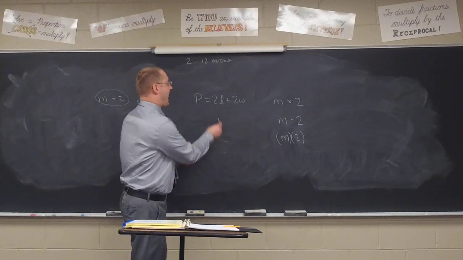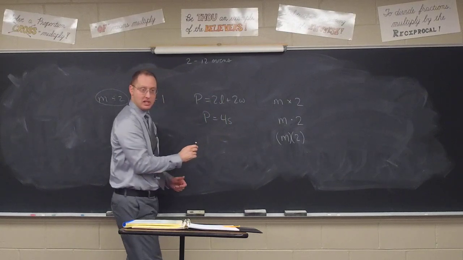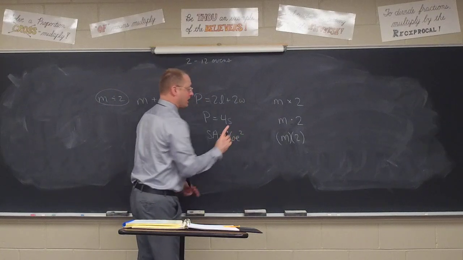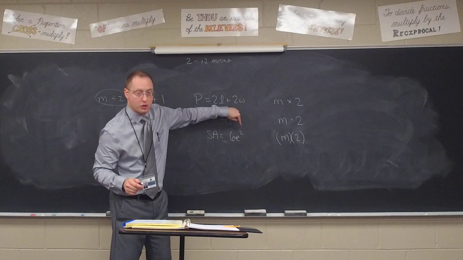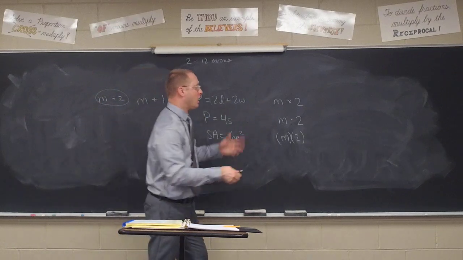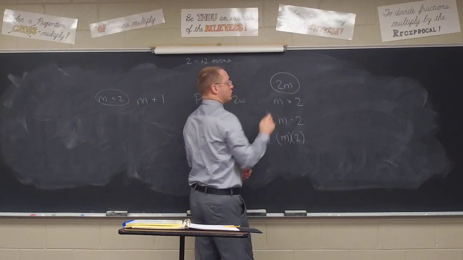There's another way that we actually see right here. Remember in the formula P equals 4s. I said this means 4 times s. Or SA equals 6e squared. I said this means 6 times e squared. When you smush things together, that means multiplication. So the best way to write m times 2 would simply be to say 2m.